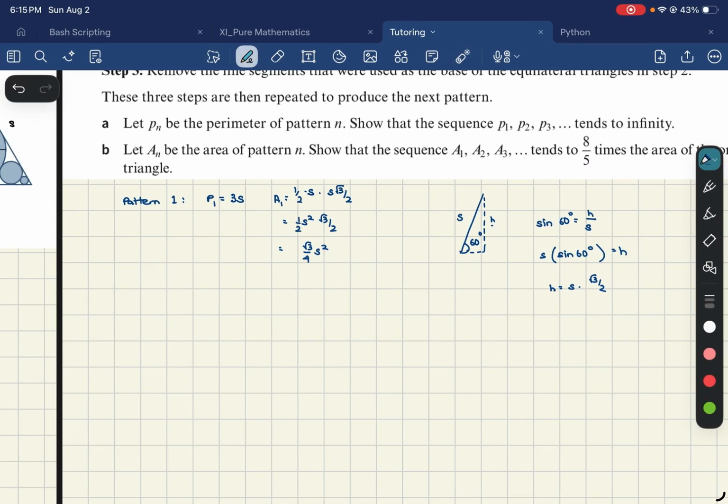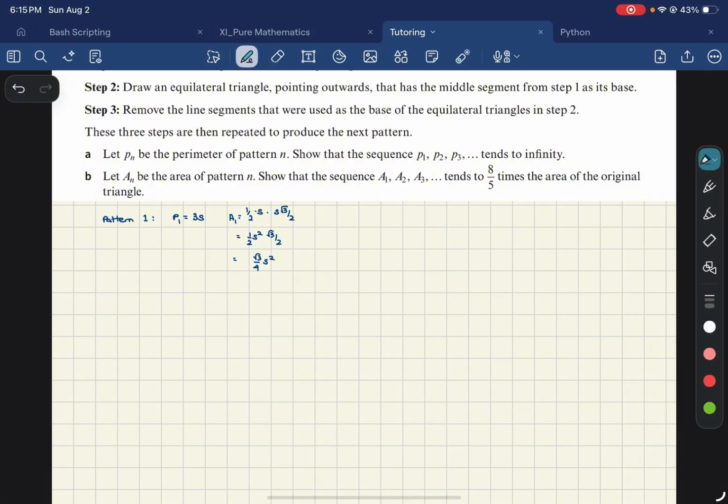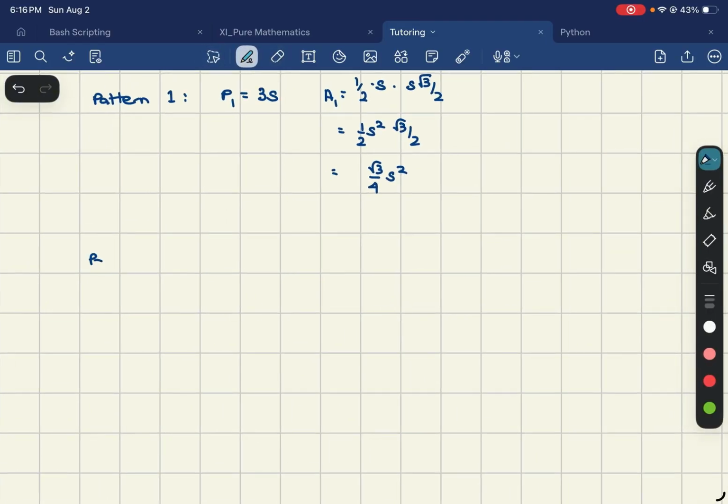All right. And now for every other triangle, we're going to use this formula, right? Because everything else is also going to be an equilateral triangle. So we're just going to replace it with the corresponding side. And I'm going to explain what I mean by that. Okay, let's look at pattern 2.